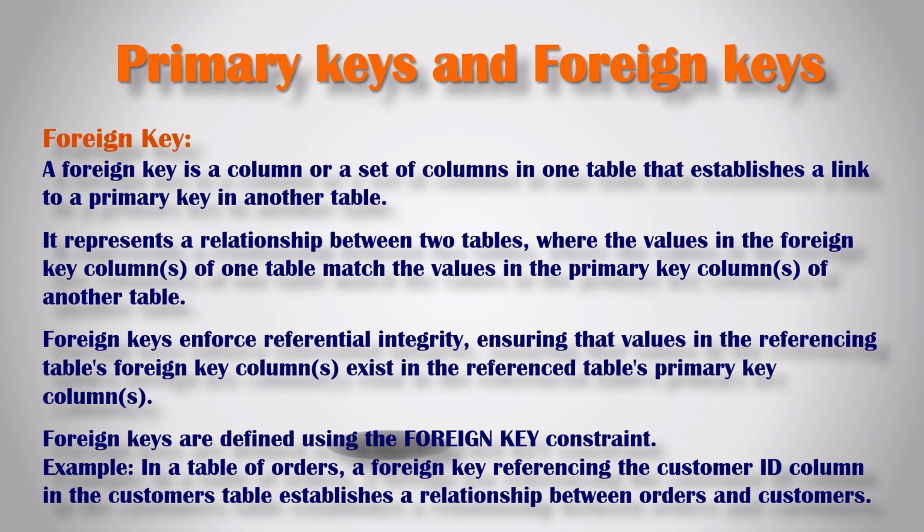Foreign key. A foreign key is a column or a set of columns in one table that establishes a link to a primary key in another table. It represents a relationship between two tables, where the values in the foreign key columns of one table match the values in the primary key columns of another table. Foreign keys enforce referential integrity, ensuring that values in the referencing table's foreign key columns exist in the referenced table's primary key columns. Foreign keys are defined using the foreign key constraint. Example, in a table of orders, a foreign key referencing the customer ID column in the customers table establishes a relationship between orders and customers.